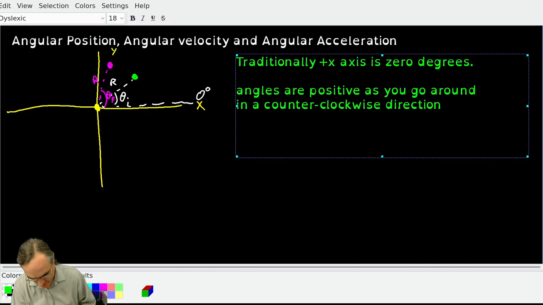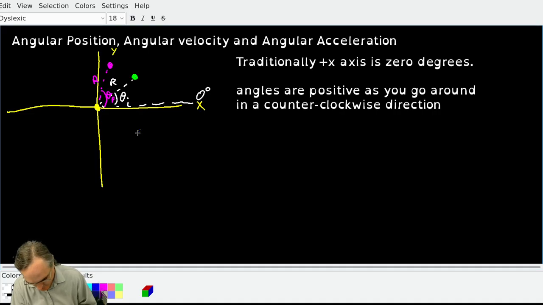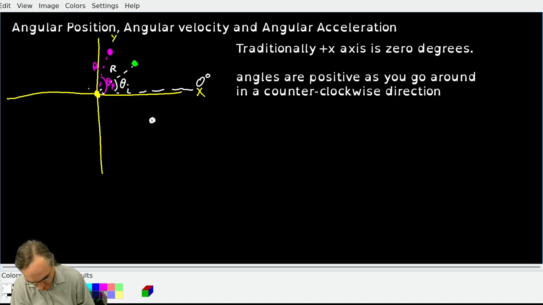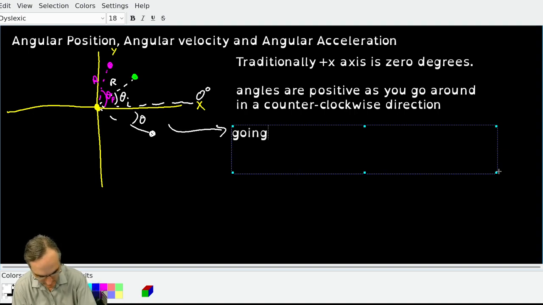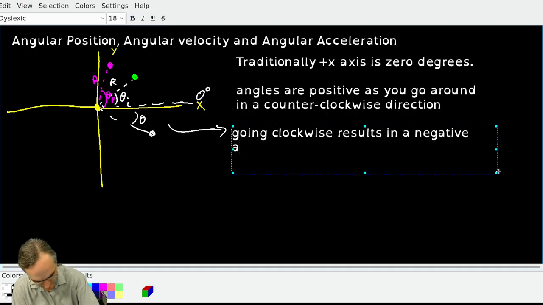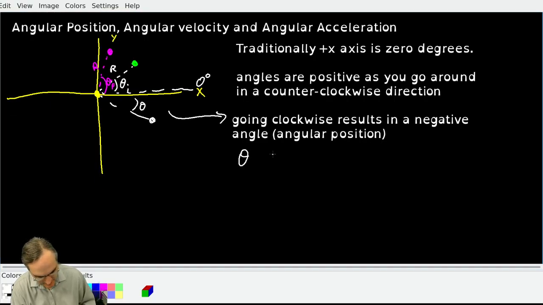If we had an object that has instead gone around, whoopsies, has gone around the other way, then angles here are negative. Okay, and to finally wrap it up, the symbol that we're using for angular position is just theta.